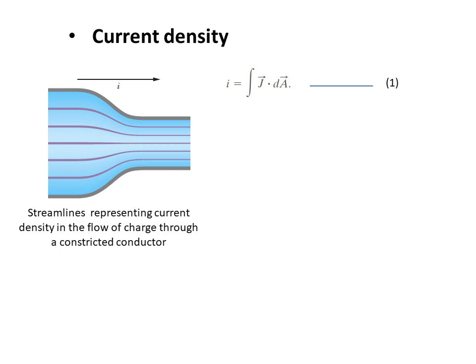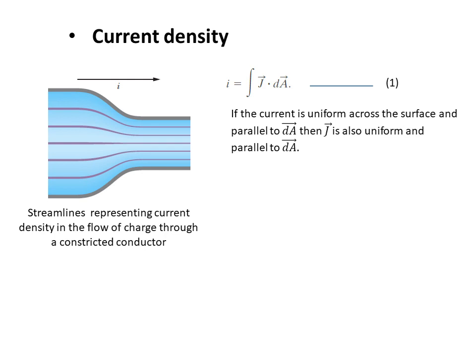In equation we write I, which is current, is equal to J dot A. Now if the current is uniform across the surface, which we have assumed here, and parallel to dA, look at the equations, then J is also uniform. We say that it is uniform and parallel to dA. So how? Look at this.